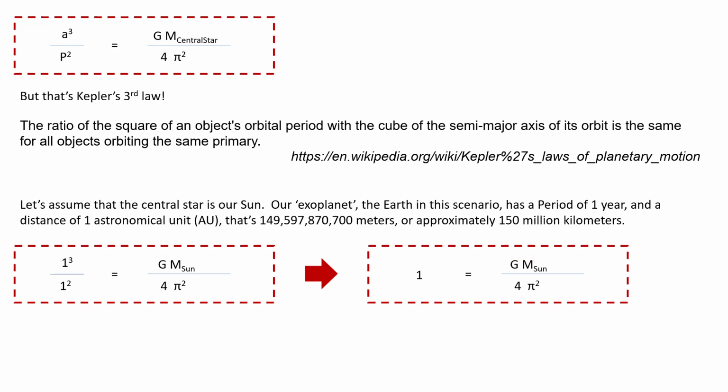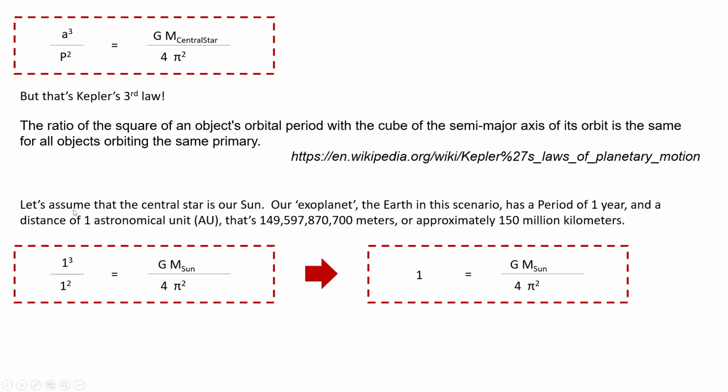Okie dokie, next slide. But that means we have this interesting equation. That's actually Kepler's third law. How cool is that? We've just discovered Kepler's third law. Johannes Kepler's law says the ratio of the square of an object's orbital period to the cube of the semi-major axis of its orbit is the same for all objects orbiting the same primary star. Yeah, that's the explanation.